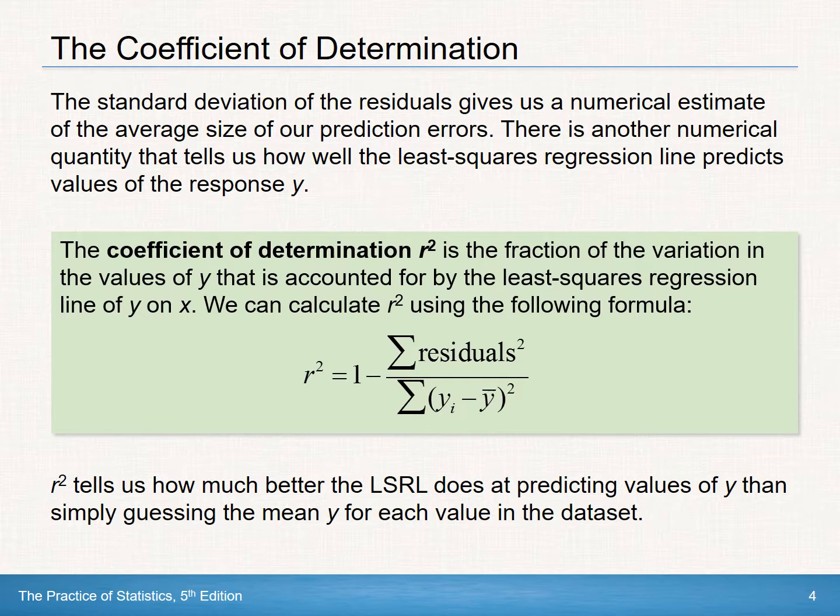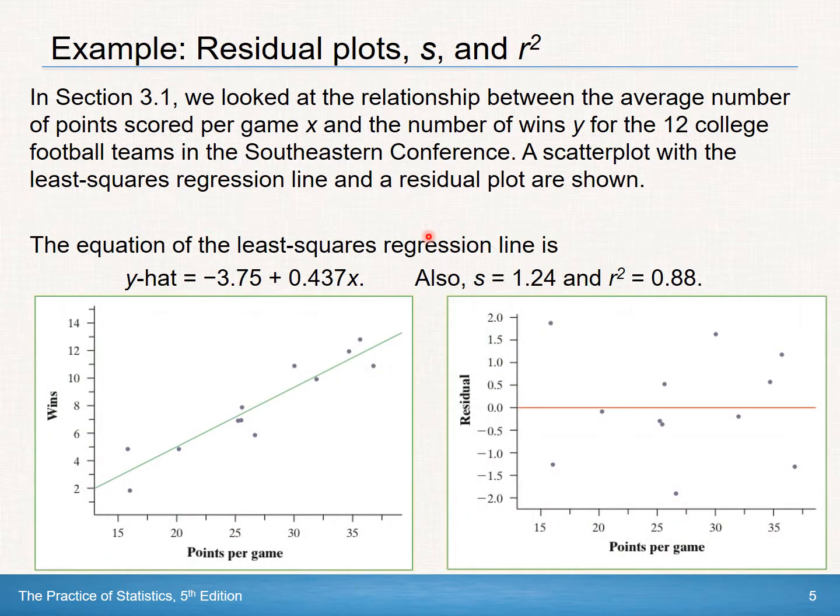R squared tells us how much better the LSRL, least squares regression line, does at predicting values of y than simply guessing the mean y for each value in the data set. So basically standard deviation and R squared tell us ways to tell how well our line fits or how good our data is. From our book, you might want to follow along with this. There's some good information here, and there's another example in our notes.